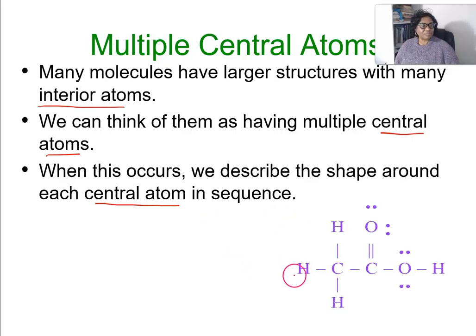For example, this is a central atom. Central atom 1. Look at the shape, it's tetrahedral. Then this is central atom 2. Look at the shape, it's trigonal planar. Then this is central atom 3. You see that? So this is bent. So we have 3 central atoms there. 1, 2, 3.